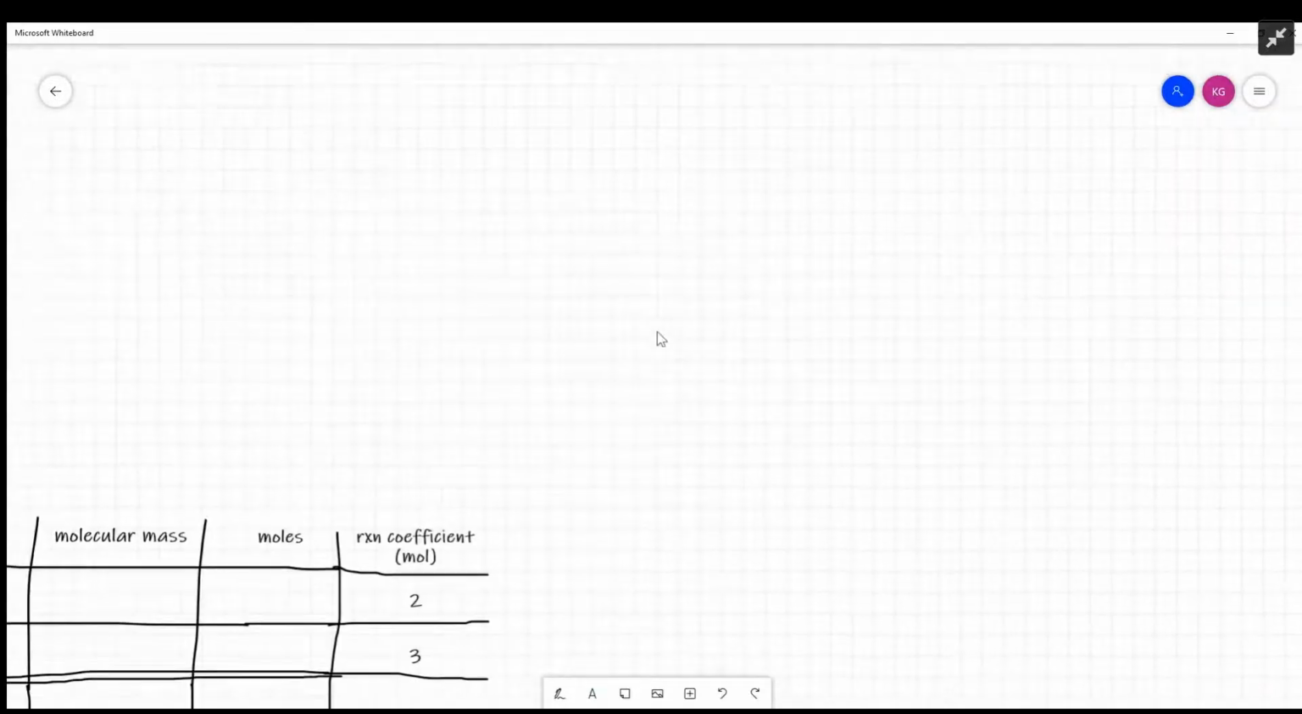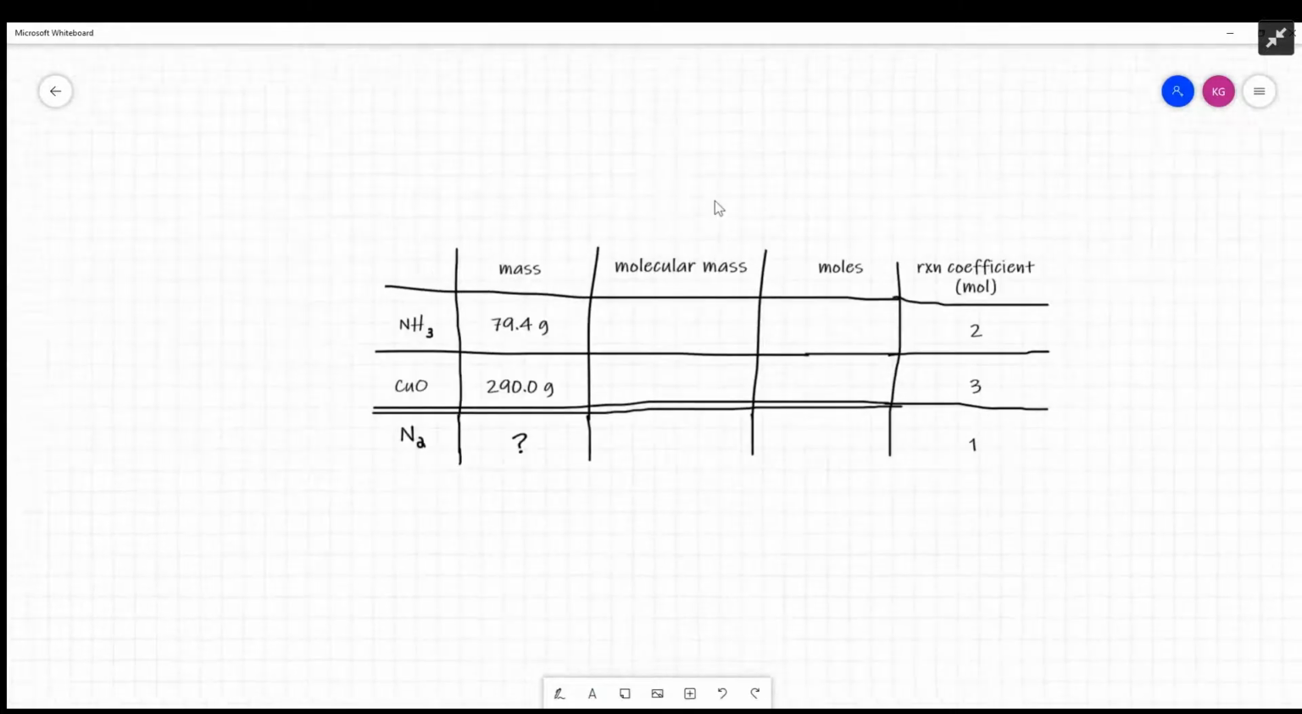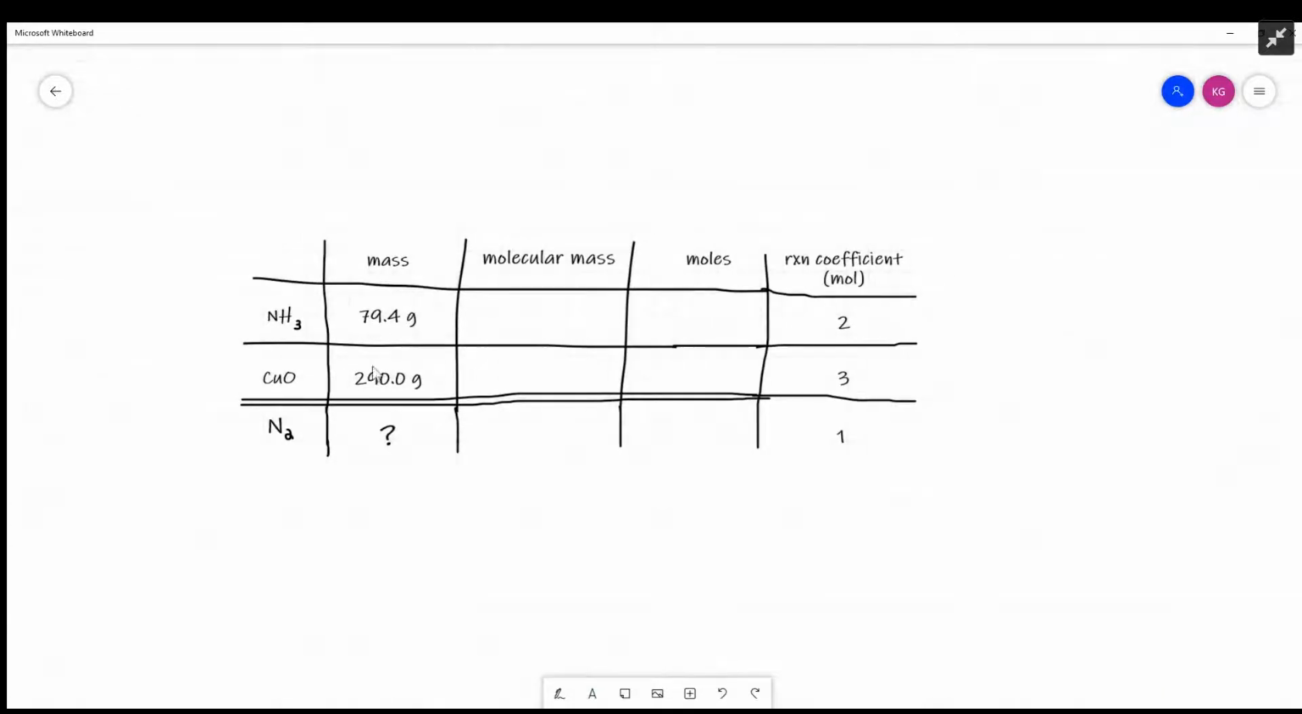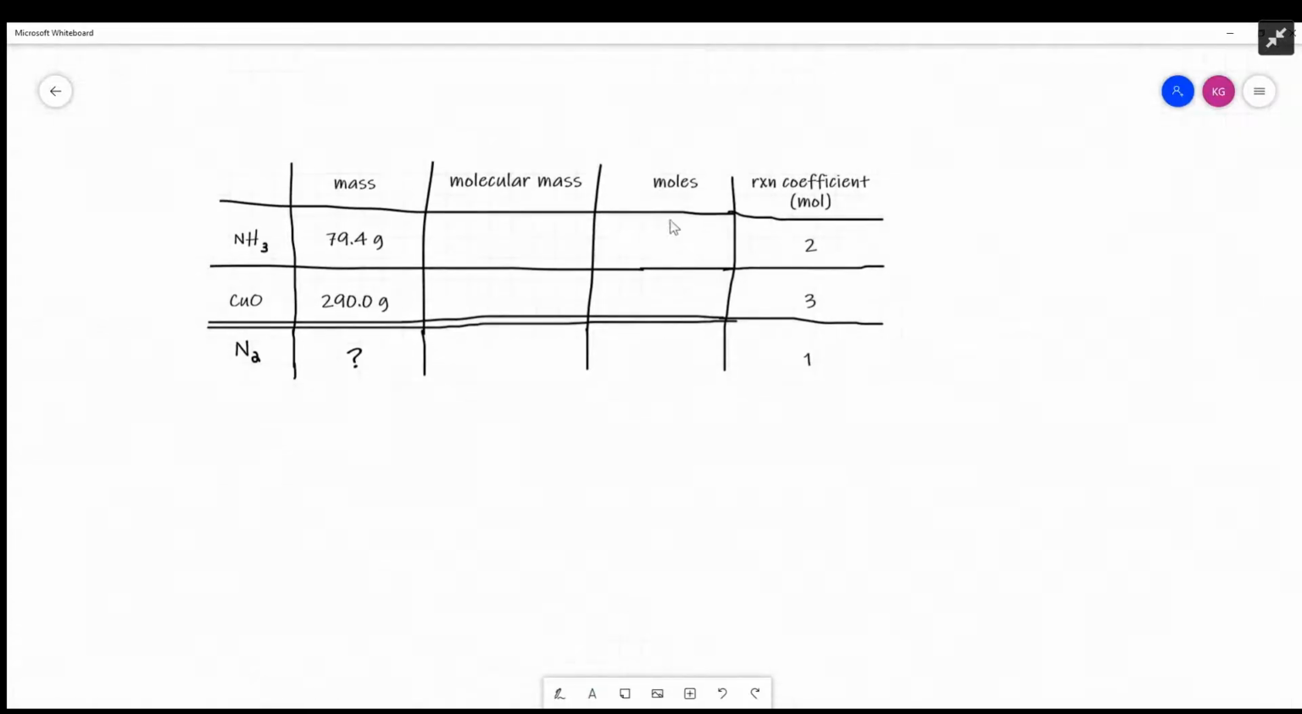So what I like to do is make a table. Here we have our reactants, and we know their masses, and we know all the reaction coefficients. What we're trying to get to is the mass of nitrogen gas here. So we have to figure out the moles of reactants we have, and then figure out which one is the limiting reactant, and then we can get to the mass of nitrogen gas.